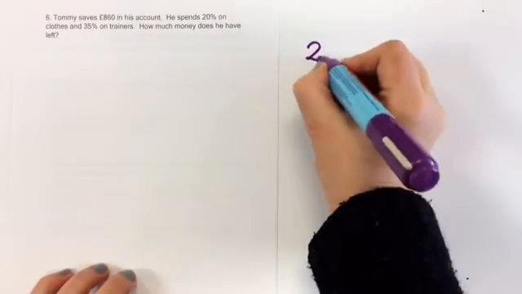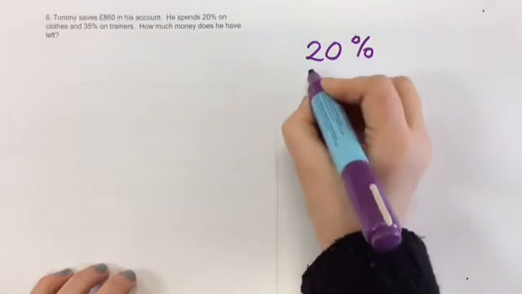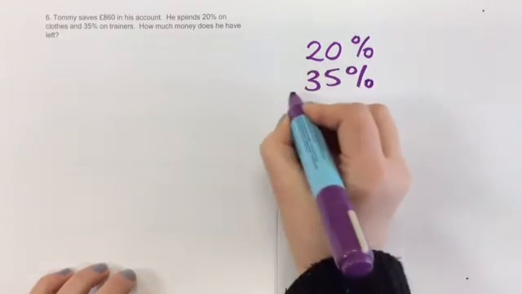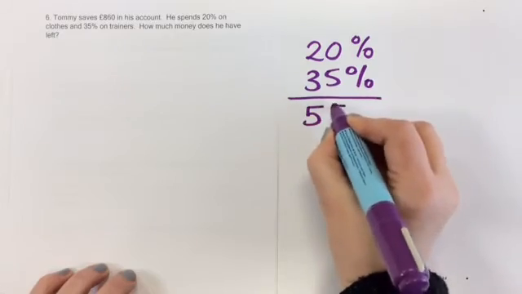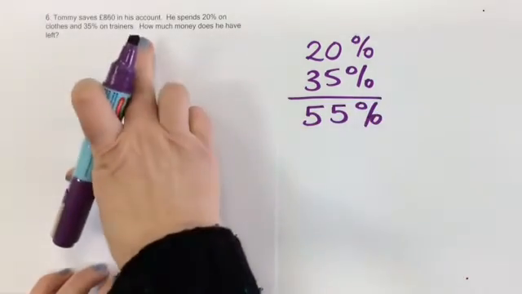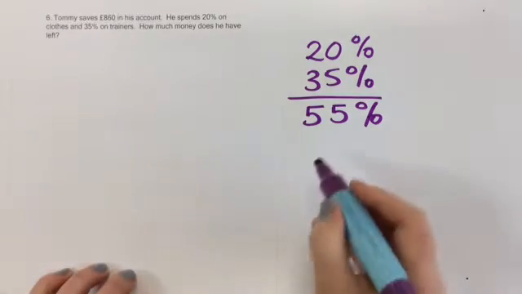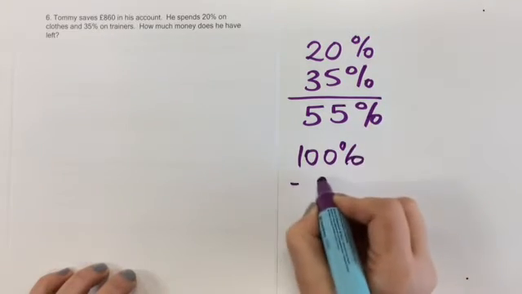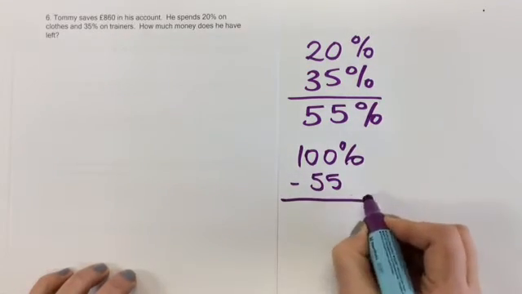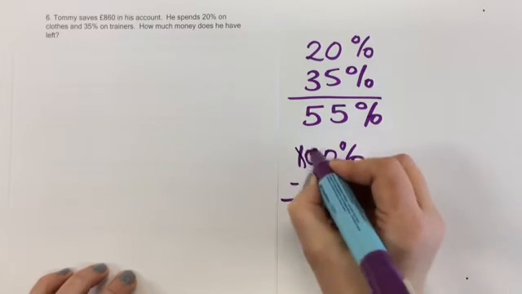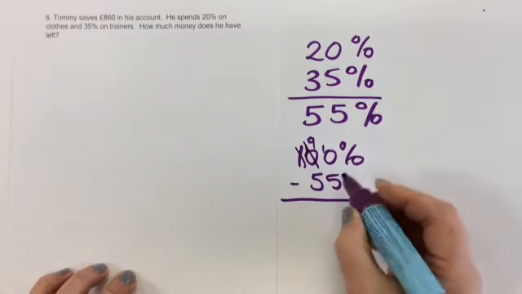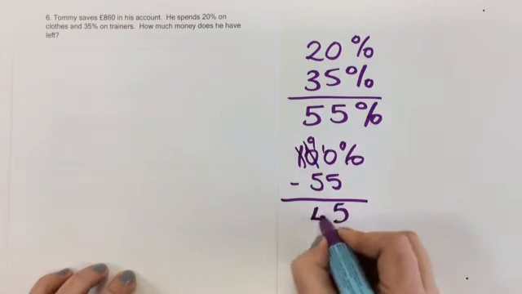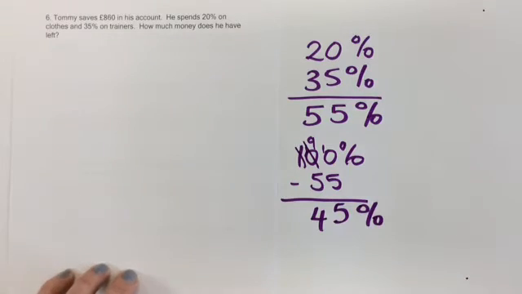So if we think he spent 20% of his whole and 35% of his whole, in total he has spent 55%. But the question says, how much does he have left? Well, if we take 55 away from the 100%, so take it away, we'll get what he's got left. So we have 45%. He's got 45% left. So we then need to find out 45% of 860.